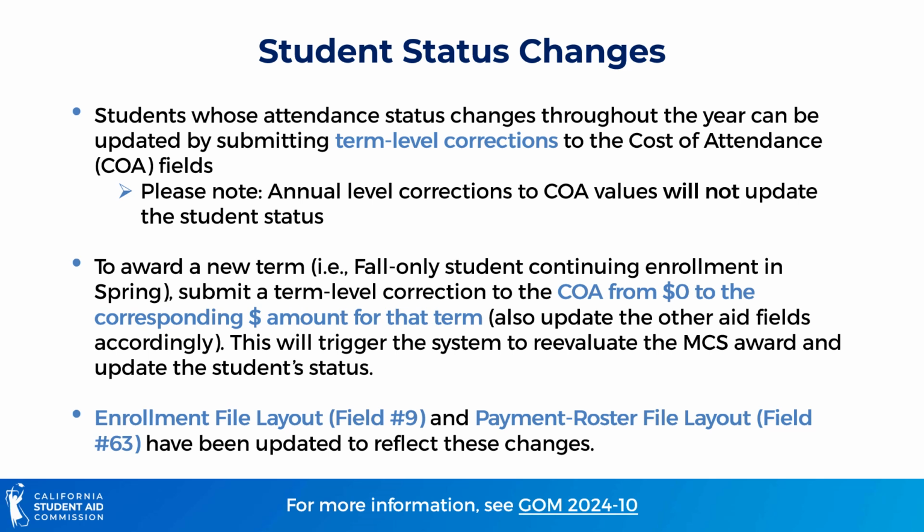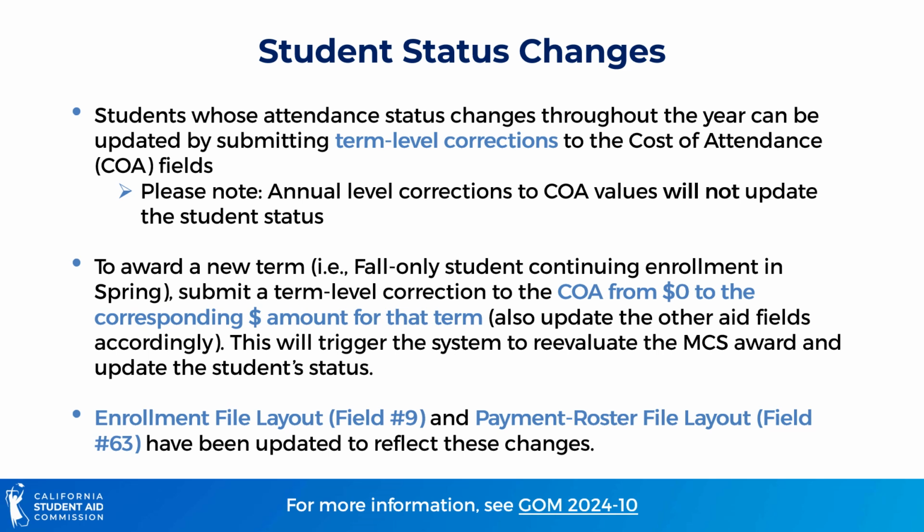This replaces the previous method of the school withdrawing the initial award and re-uploading an enrollment file with the new student status. When a student's attendance status changes, a term level correction can be made to the cost of attendance fields to add or remove a term. Please note, annual level corrections to cost of attendance values will not update the student's status. The correction must be made at the term level.